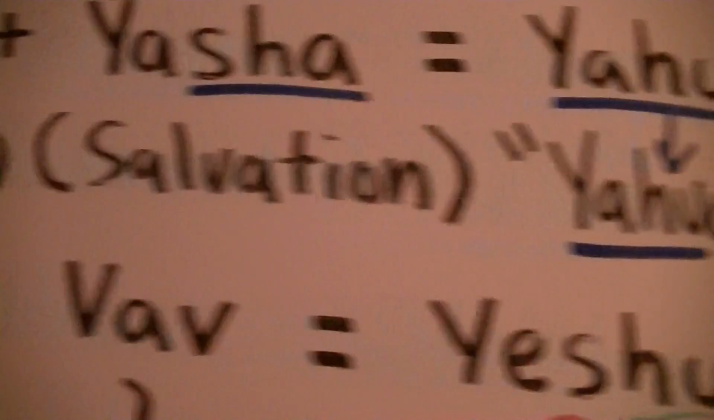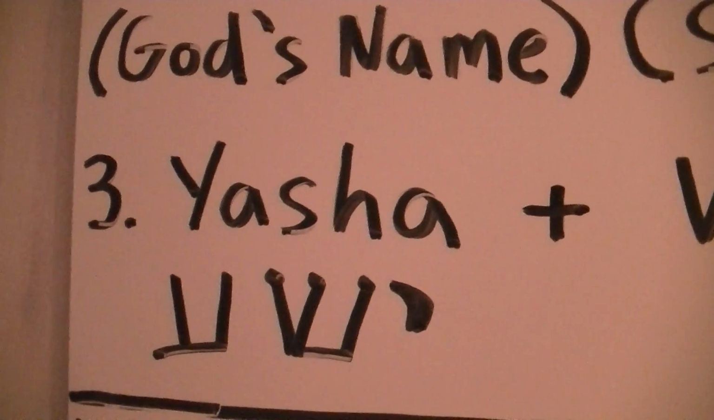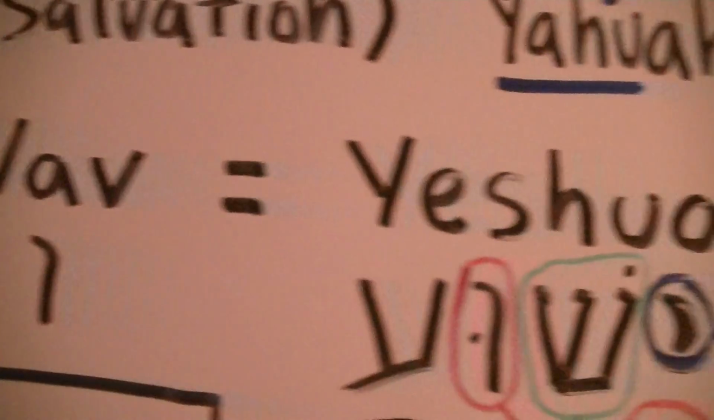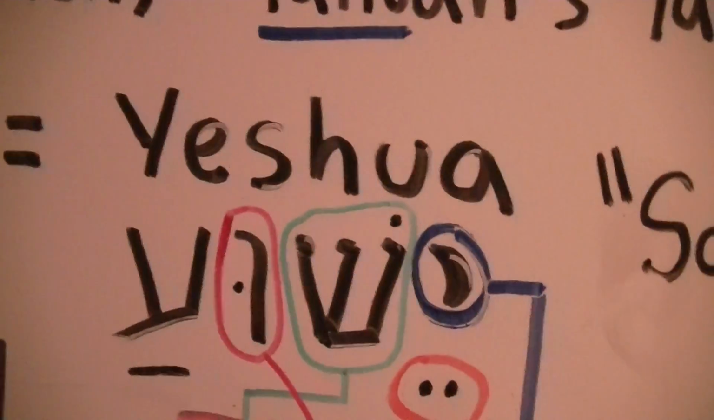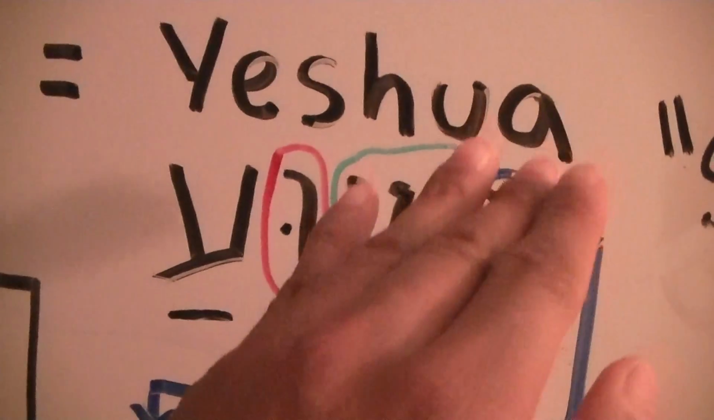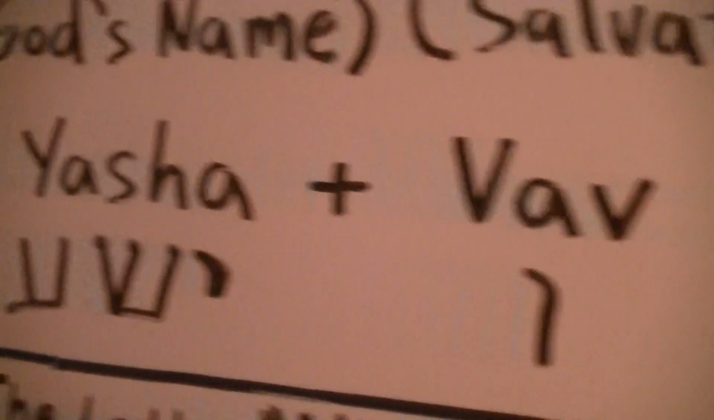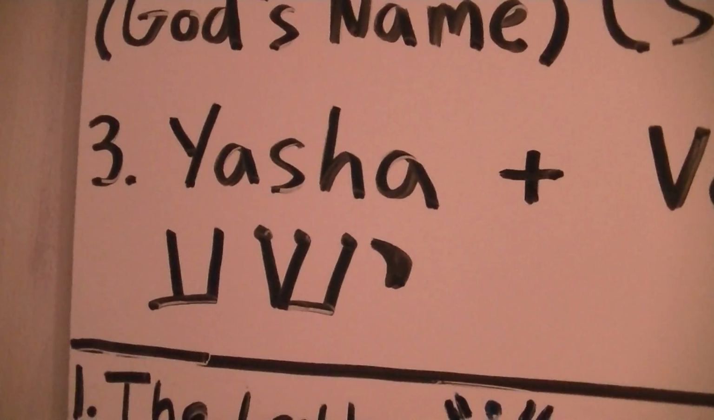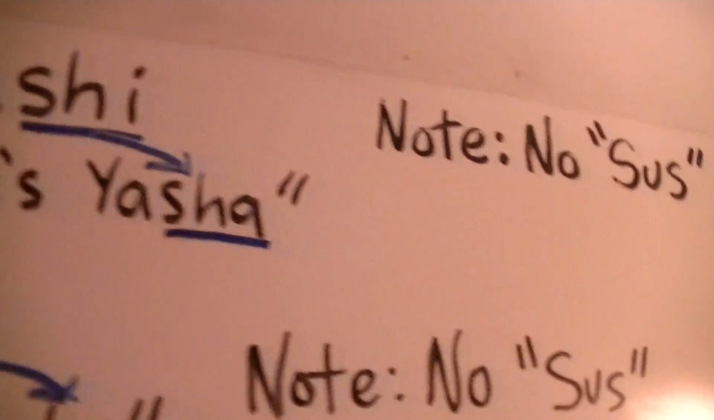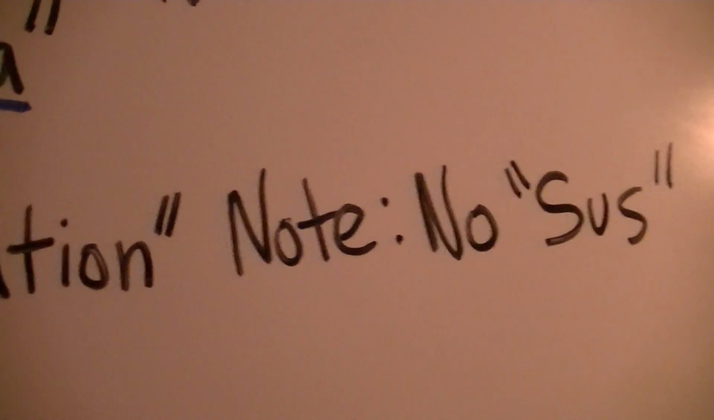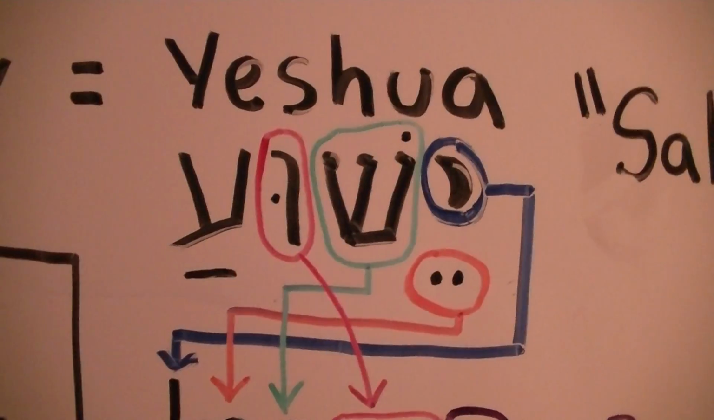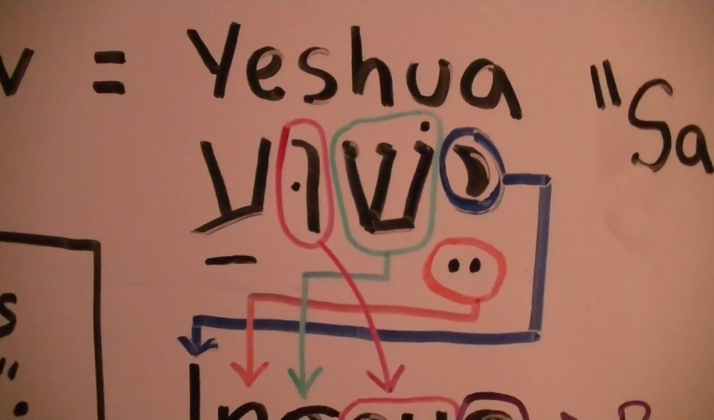All right. Third, you take Yasha plus the Vav, and you get Yeshua. See? Yasha plus the Vav creates the word Yeshua. So Yeshua also has the root word Yasha. Three names all have the root word Yasha. All no sus. Alright? Now, from Yeshua is where the name Jesus stems from.